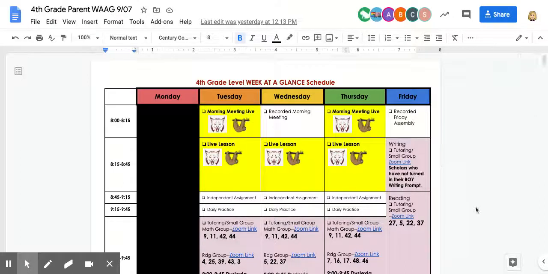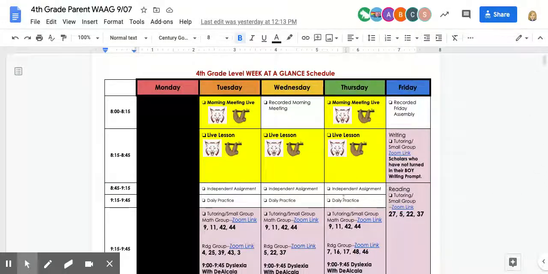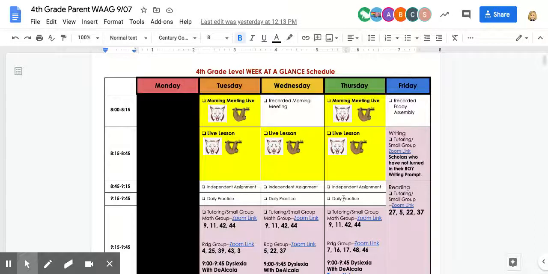Good morning. I just want to make sure that we're all understanding our parent week at a glance. This is where your scholars should be going to see all the live lessons. On the very first page is the schedule. It does not tell you the activities. It's the schedule. Okay? Making sure that you are looking at the pictures.